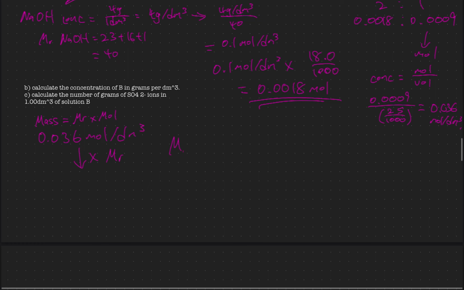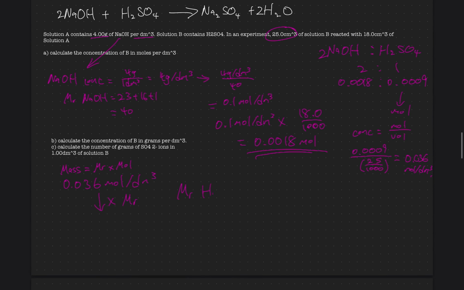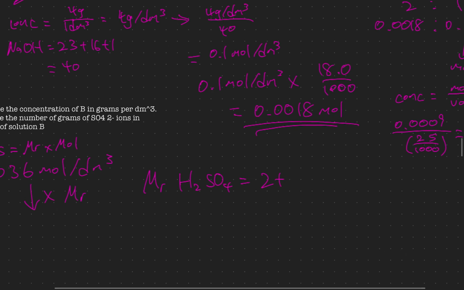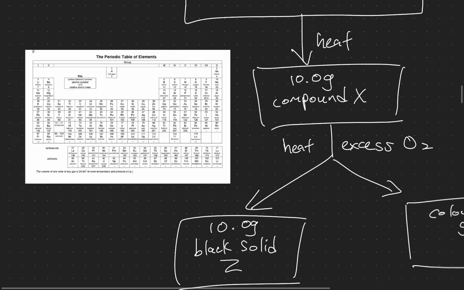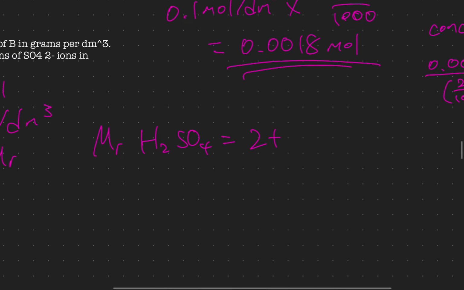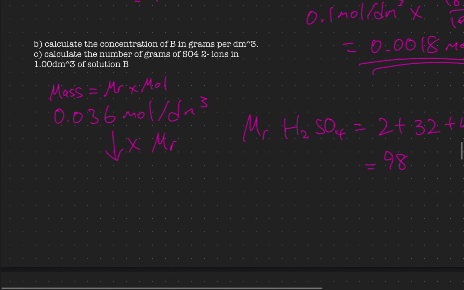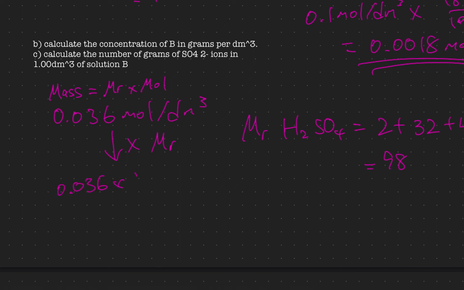So the MR of sulfuric acid is just 2 plus 32 plus 4 times 16, which is 98. Alright, so 0.036 times 98 will give us 3.528 grams per dm cube. That's our part B answer.